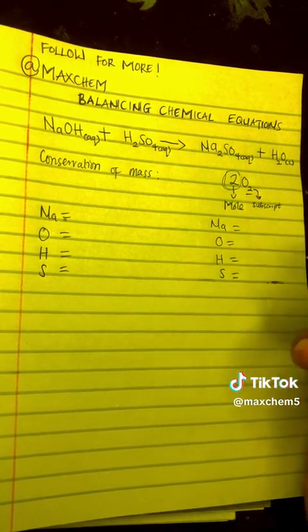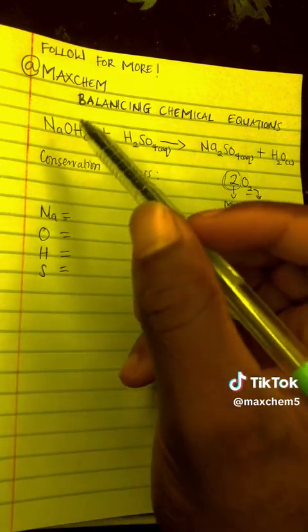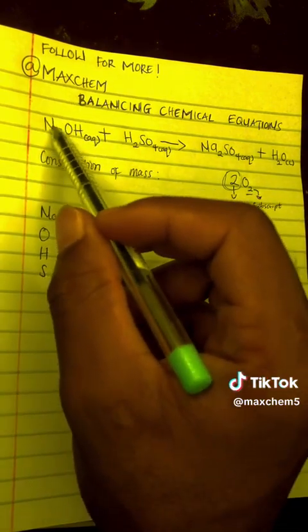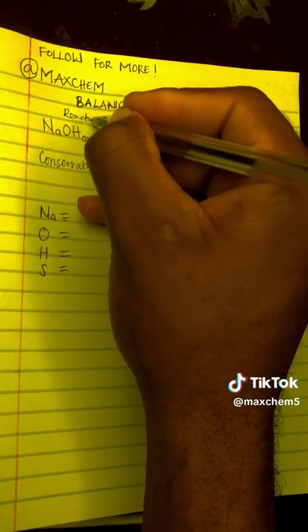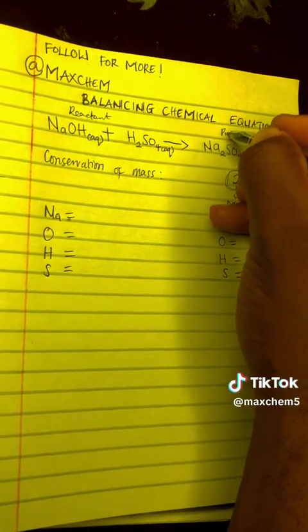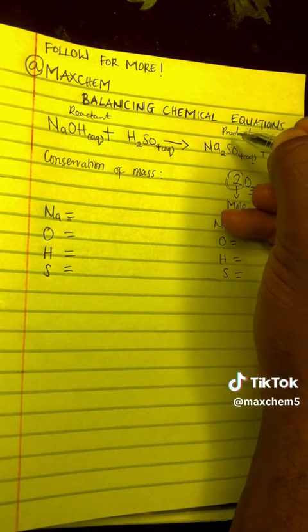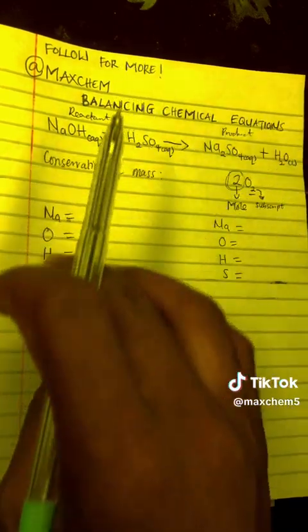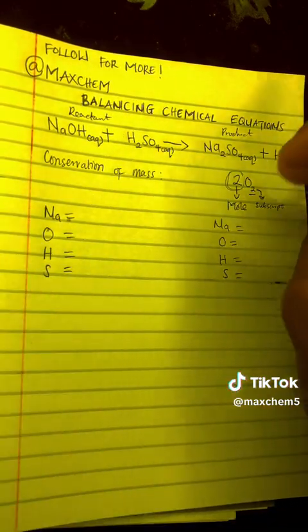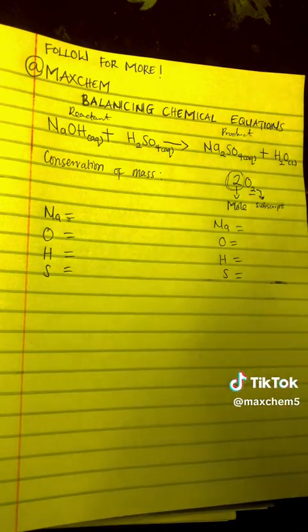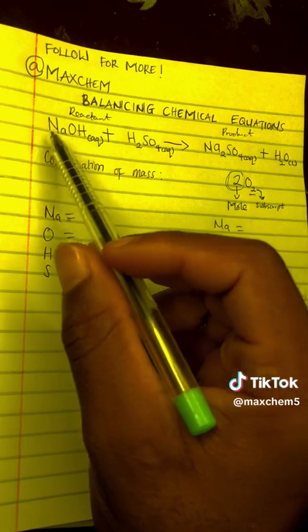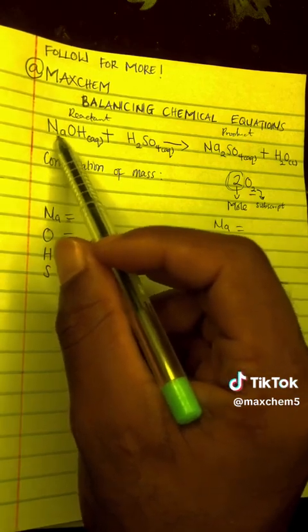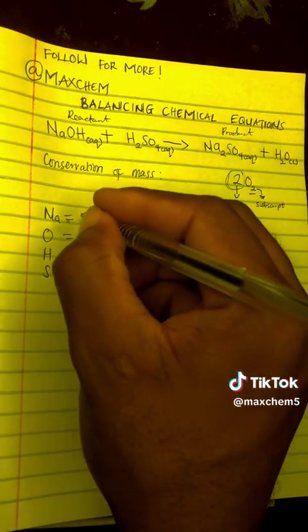I want to explain in the best way you can understand. Now, how many atoms of sodium do we have on the reactant side? This is the reactant side, the reactants, and this is the products. You need to make the number of atoms on the reactant side equal to the number of atoms on the product side. That is the main aim of balancing any chemical equation. We only have 1 atom of sodium here, so you write 1.